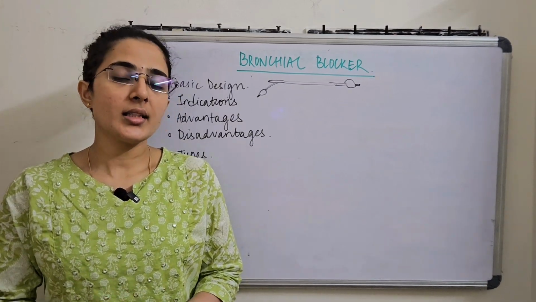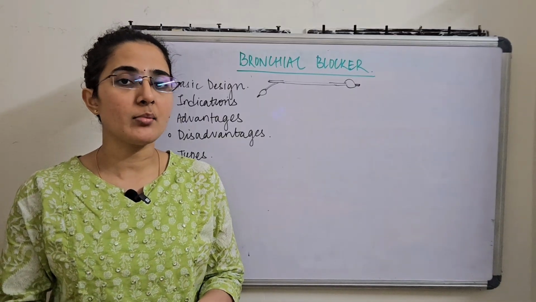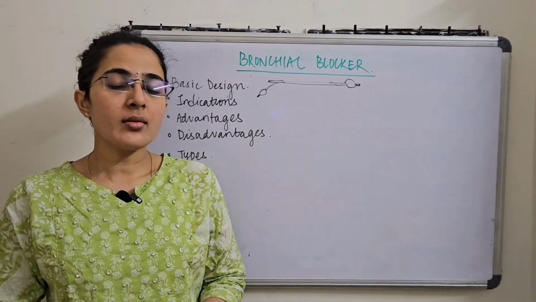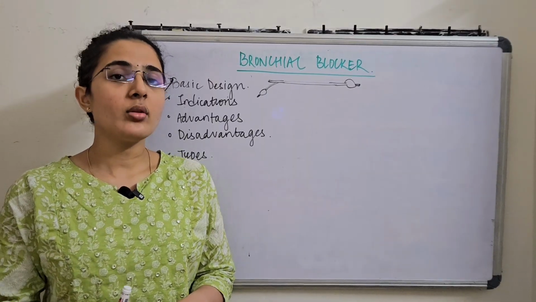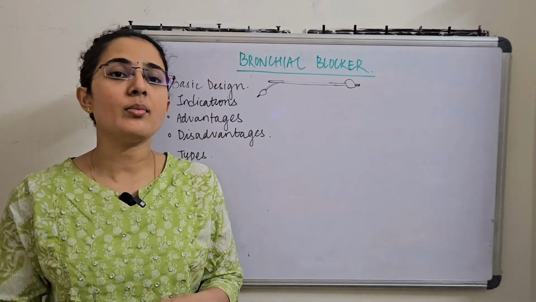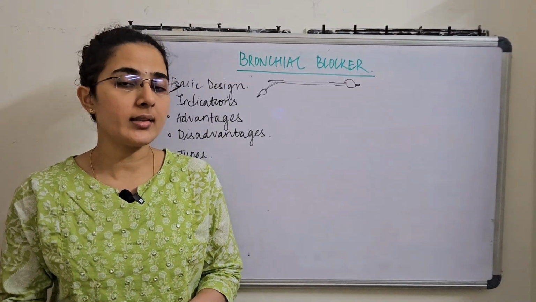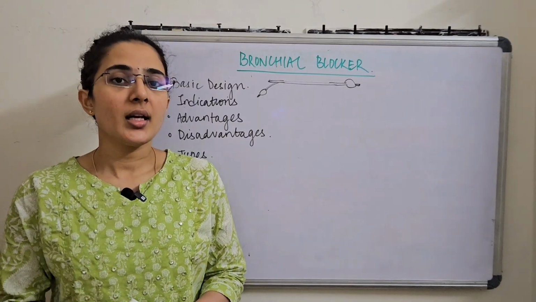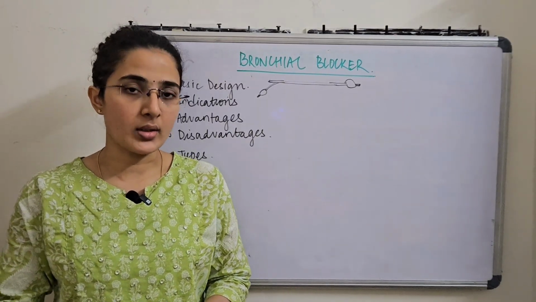But a disadvantage of a bronchial blocker is that it can be very easily dislodged, right? One of the things is that. Another thing is that it doesn't provide very good vision compared to a double lumen tube, especially in lung surgeries like lobectomies or pneumonectomies, where it's very important to collapse the lung which is involved.